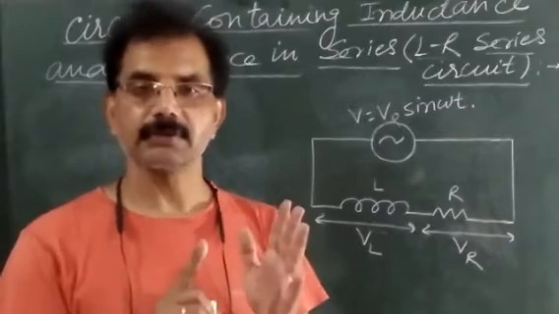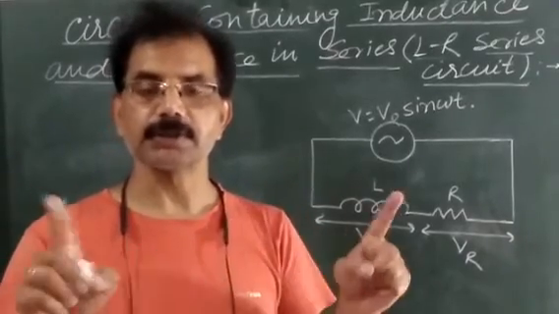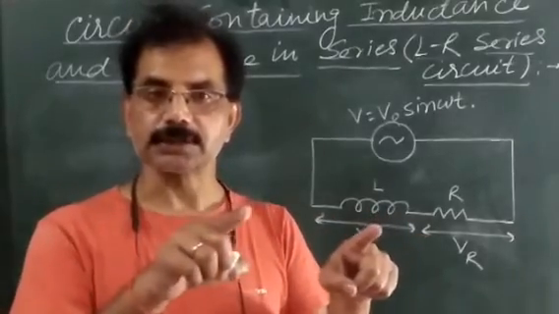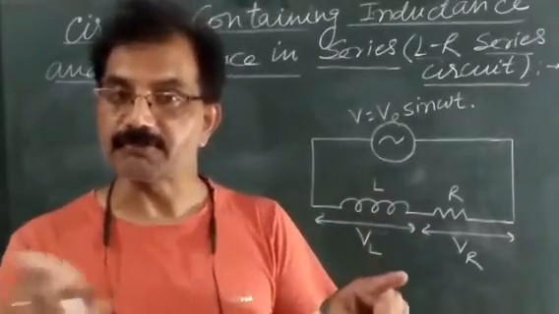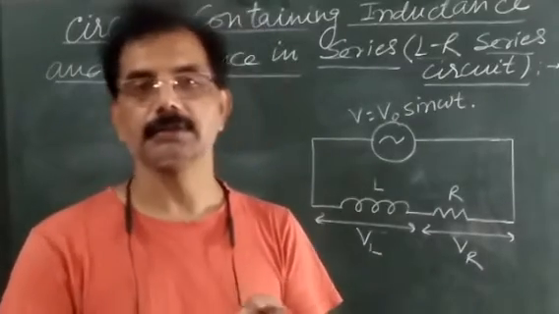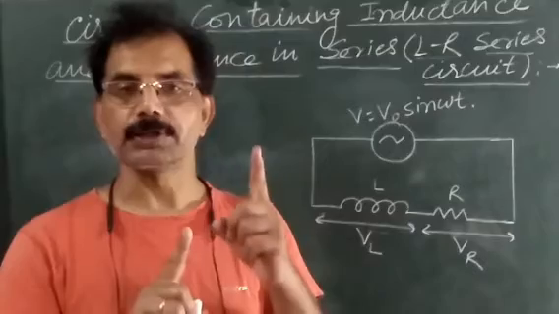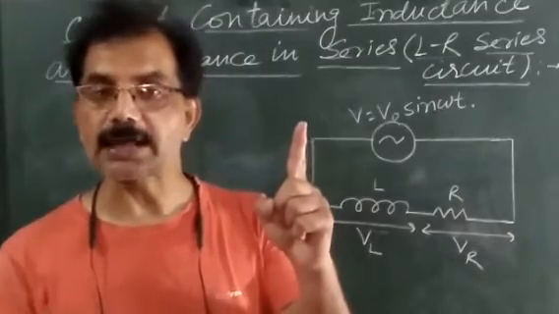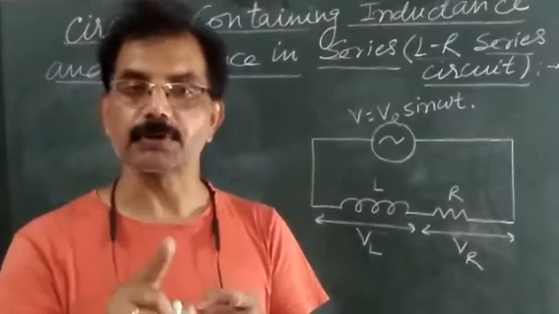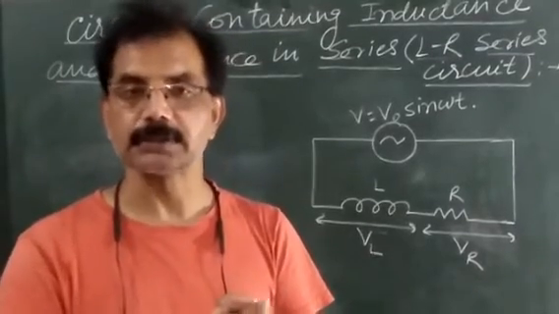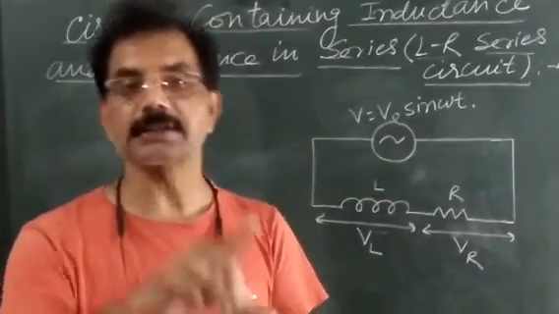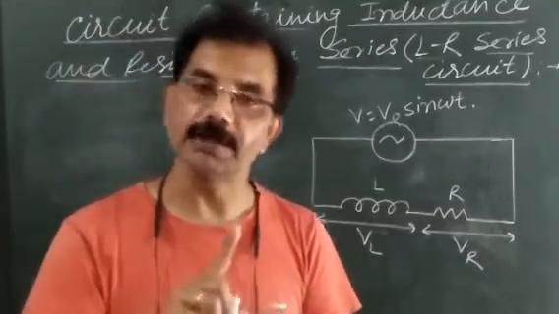In that case, when the circuit contains a pure resistor, the voltage across the resistor and current both will be in the same phase. When the circuit contains a pure inductor, then the voltage leads the current I by a phase angle of 90 degrees. And when the circuit contains a perfect capacitor, the voltage lags behind the current by a phase angle of 90 degrees.